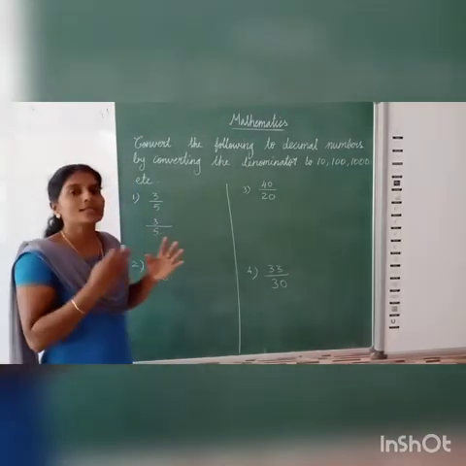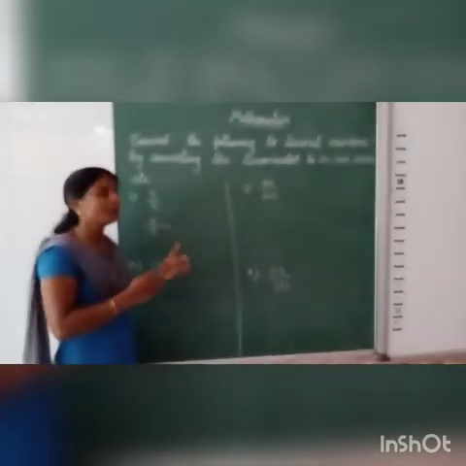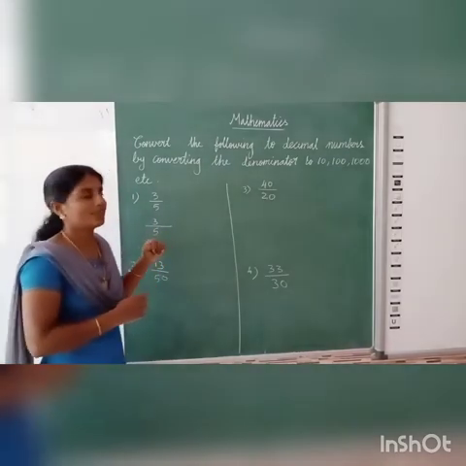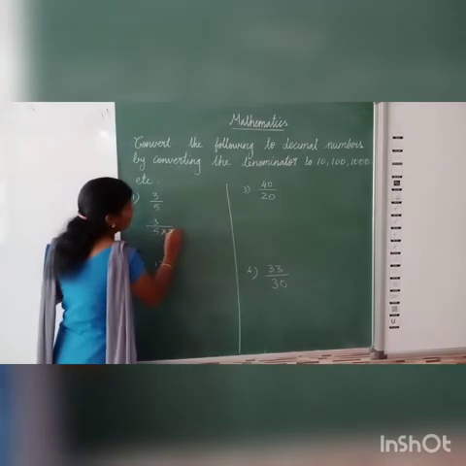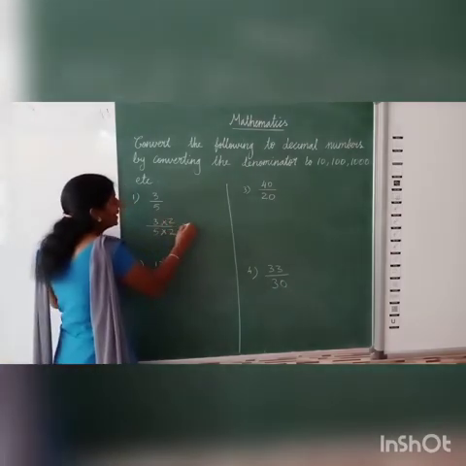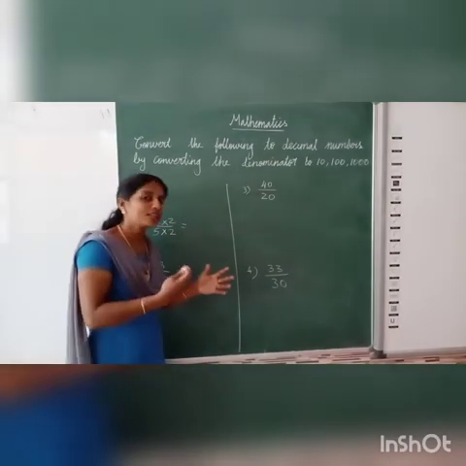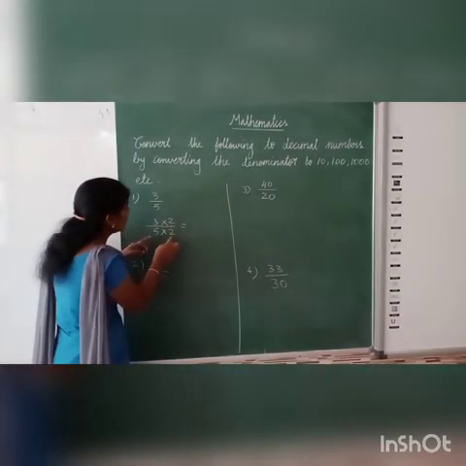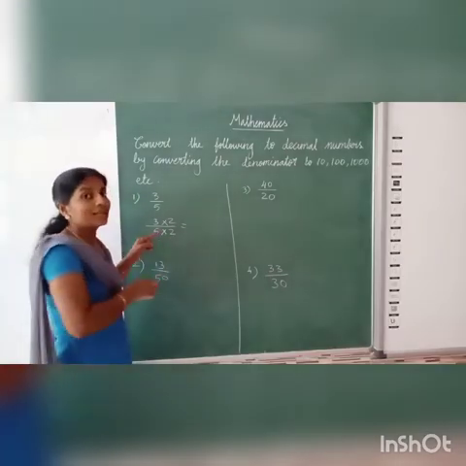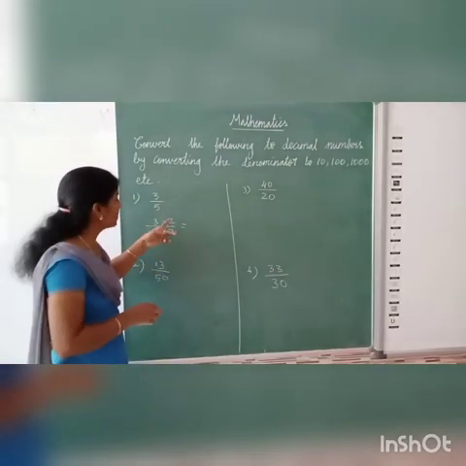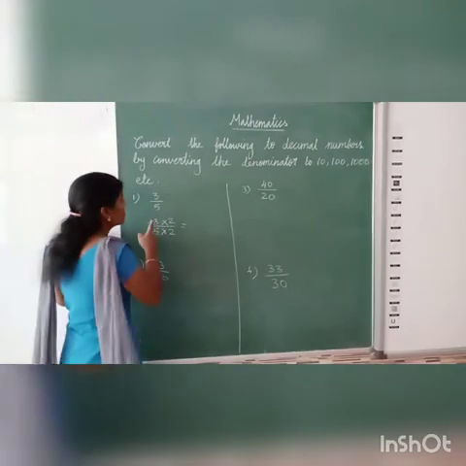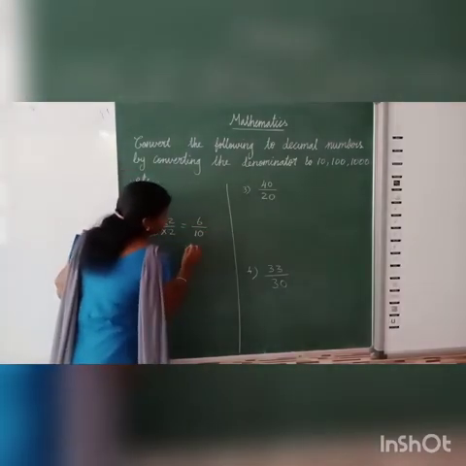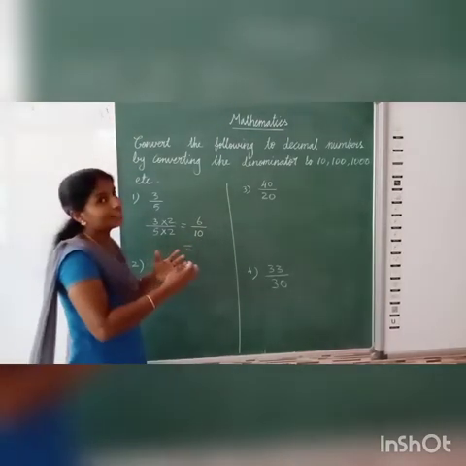5 2s are 10. Multiply by 2 in the denominator and multiply by 2 in the numerator also. We need 10, 100 or 1000 in the denominator, so multiplying by 2 in the denominator gives us 10. So we multiply by 2 in the numerator also. 3 2s are 6, 5 2s are 10, so 6 by 10. Now we can convert into a decimal number.